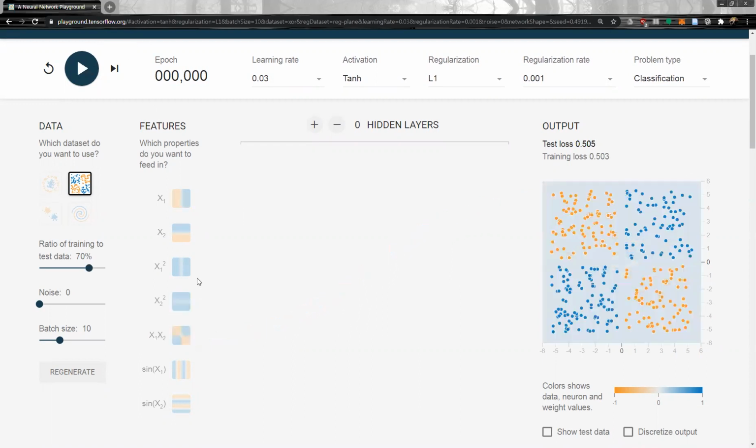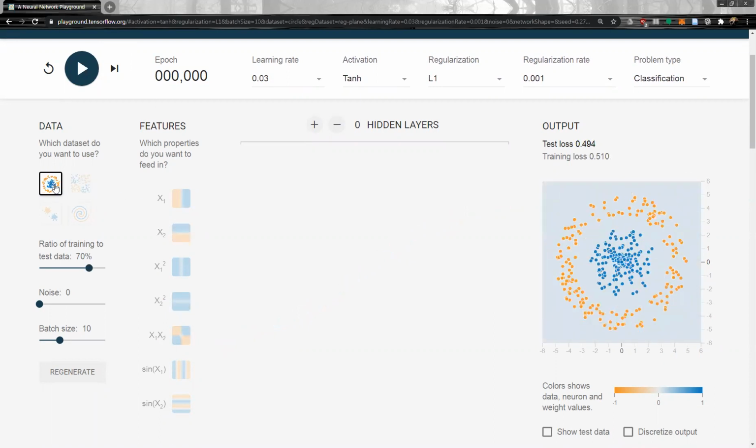Okay, so next, let's try the next data. Okay, this one. How can we do it? It is clearly a circle, right? So we have a circle. At the center it is positive, outside it is negative.